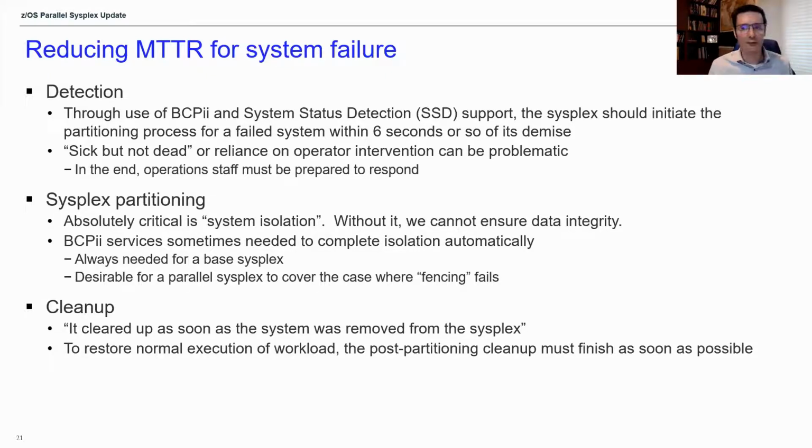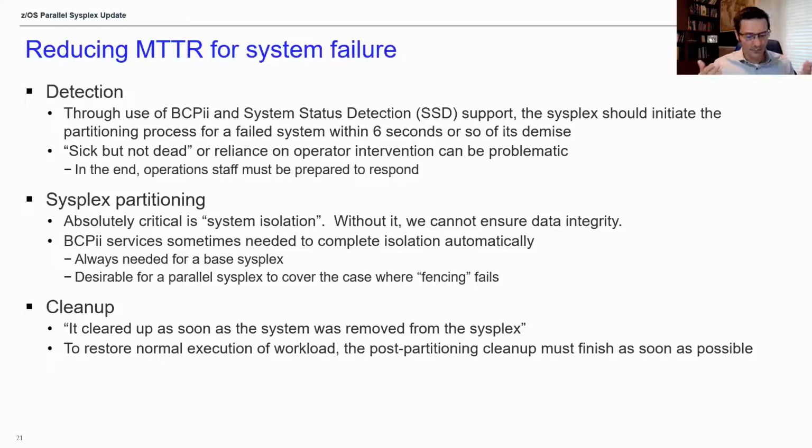And a number of years ago, there was a concept in XCF known as system status detect, which by using BCPII, the Sysplex is able to quickly detect a demised system. And of course, you want to be exploiting that technology. If you don't exploit that technology now, you want to exploit system status detect. It's really a game changer in terms of auto detection of a demised system within the Sysplex.